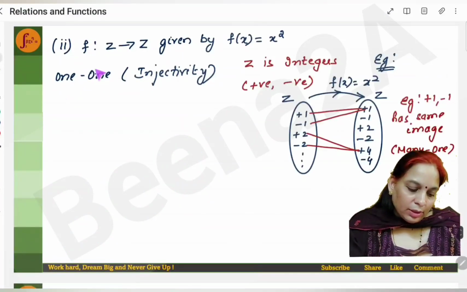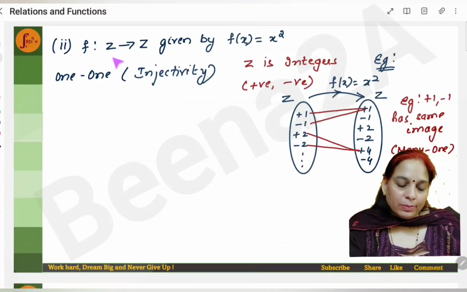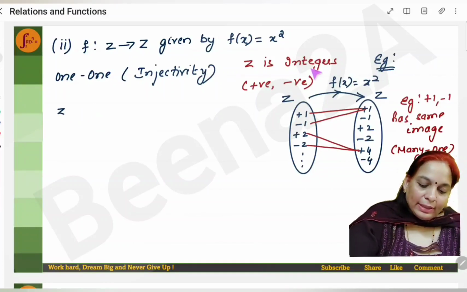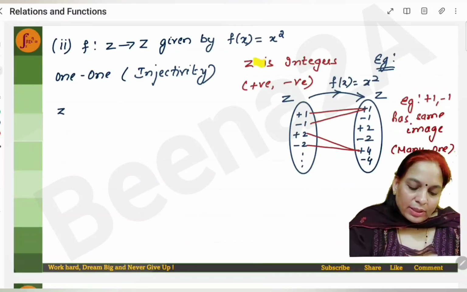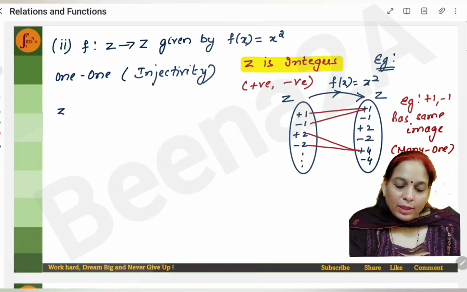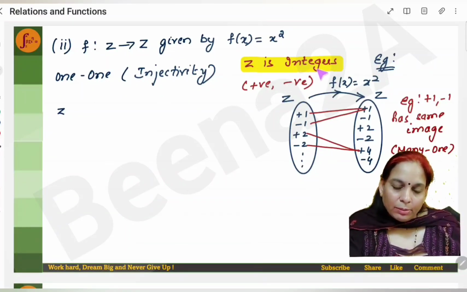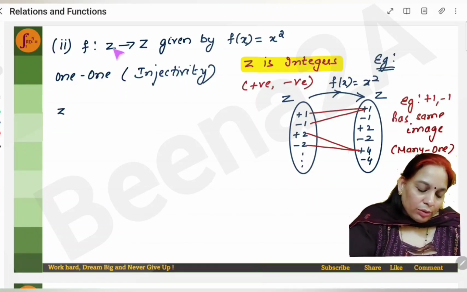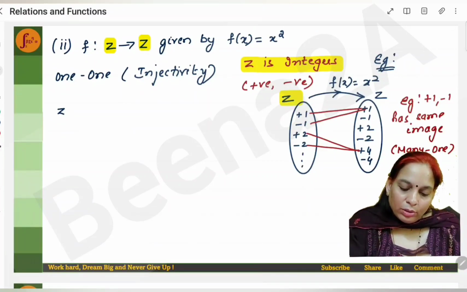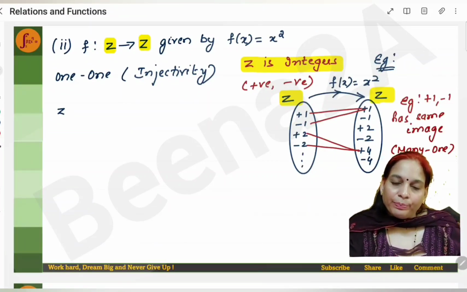Now we look at another example. This is a function from Z to Z. What is Z? Z is the set of integers. Now it could be positive or negative, but it will be integers. Basically, it will not have decimal numbers. It will only have whole numbers like 1, 2, 3, 4, plus 1, minus 1, plus 2, minus 2. This entire series is the set of integers. The first set is also integers, and the second set is also integers. So both these sets are integers.